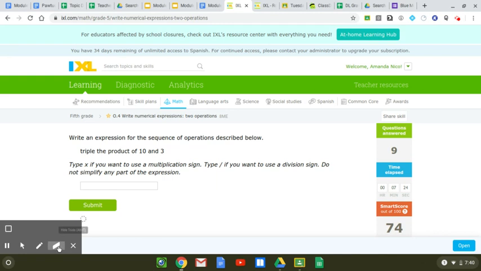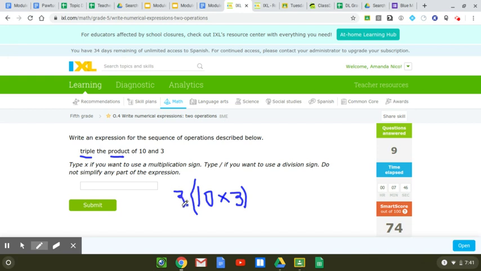Okay, here we see triple again. I'll do just a couple more. Triple means 3 times. Product means multiplication. So I need to do 10 times 3. That's the product of 10 and 3. And then you're tripling that. So you would do parentheses, okay, times 3.